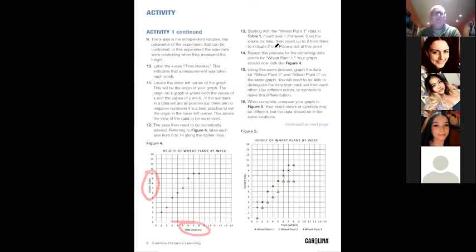What's also important about labeling the axes? So you label them, you say what it is you're plotting. What else is important about labeling them?